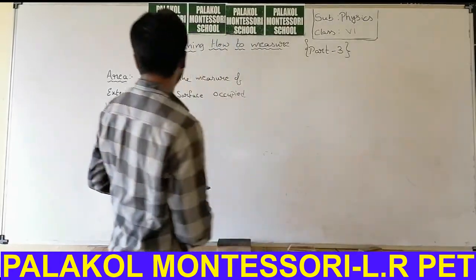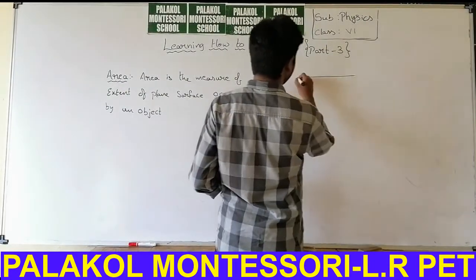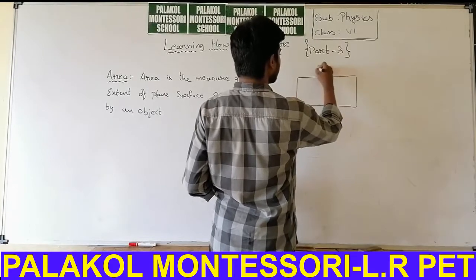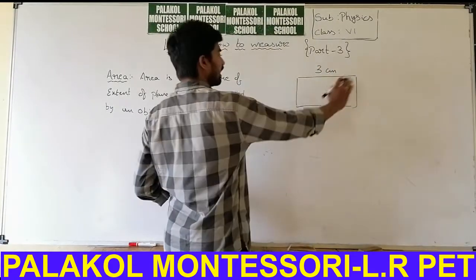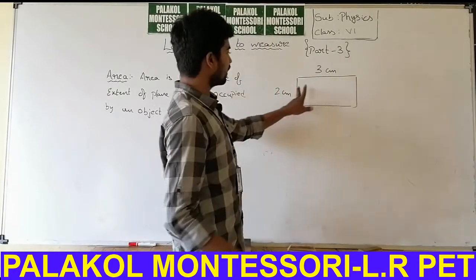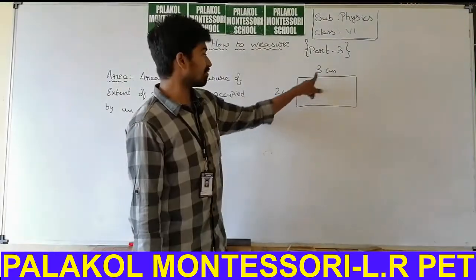So let us consider a rectangle. This is a rectangle of length 3 centimeters and breadth 2 centimeters. The longer side is called length, the shorter side is called breadth. It is of 3 centimeters.